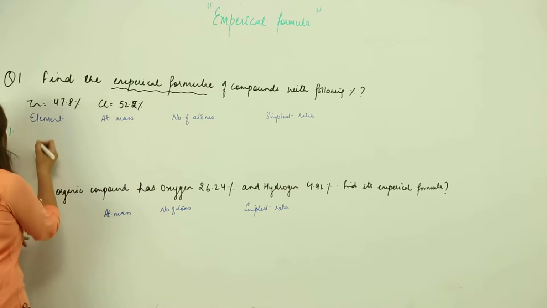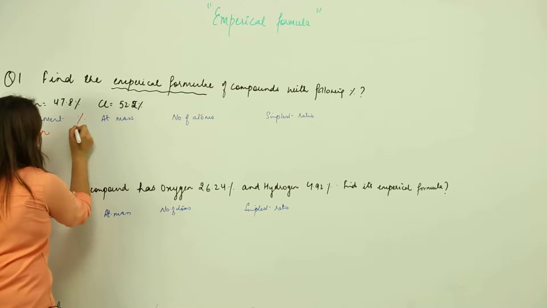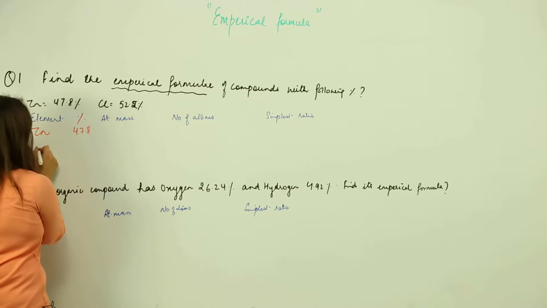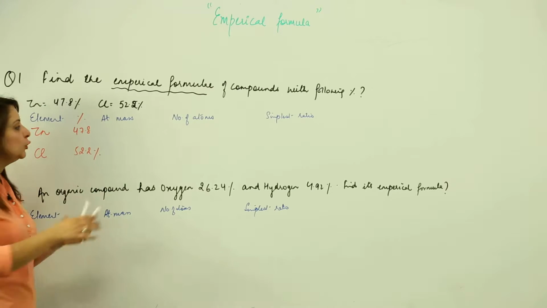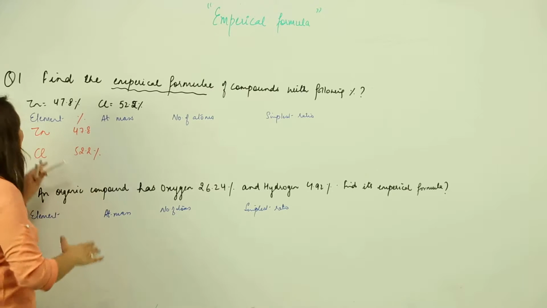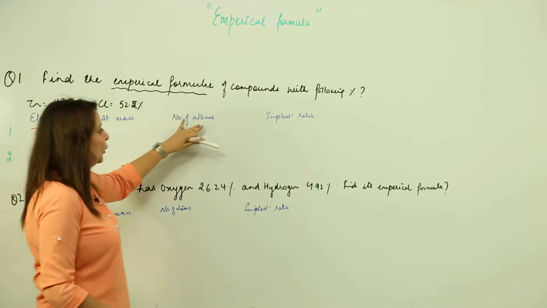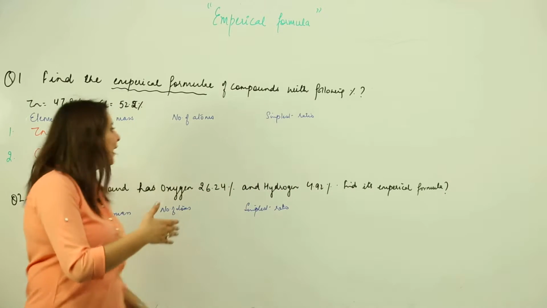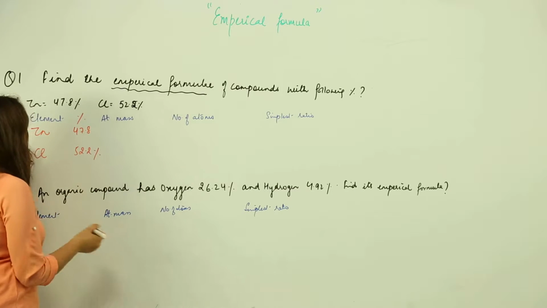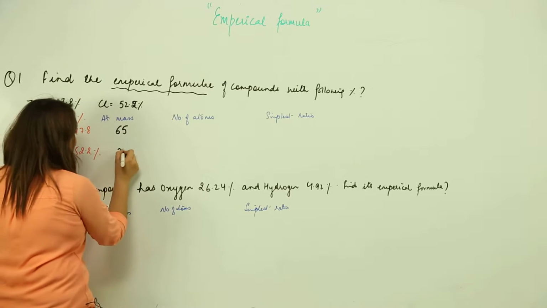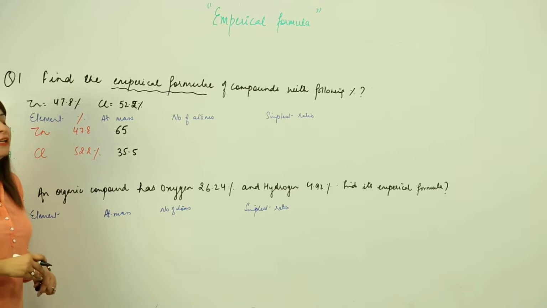So let's make this table and write zinc with the percentage 47.8, and second we have chlorine, with percentage 52.2%. You need to make a tabular form of this kind: first the element, then the percentage, atomic mass, number of atoms and the simplest ratio. So you need to divide it into 5 columns. As you all know, zinc has atomic mass 65 and chlorine has 35.5. Our first step is to calculate the number of atoms.